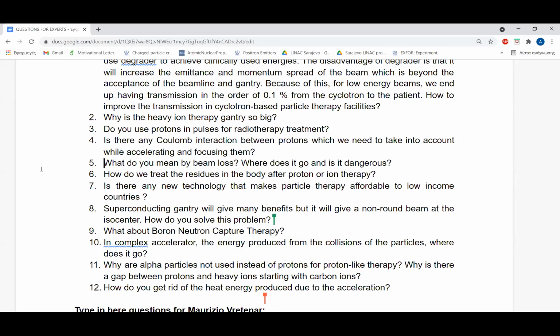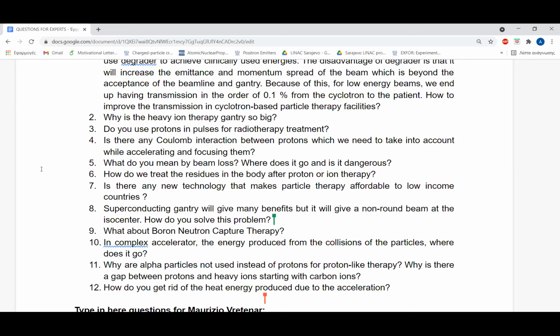Superconducting gantry will give many benefits, but it will give a non-round beam at the isocenter. This is a very specific question. This is something that can be solved. I know that our experts are working on that, but I don't know exactly what solutions they propose. So contact me by email, and I will put you in touch with our experts to answer this question.